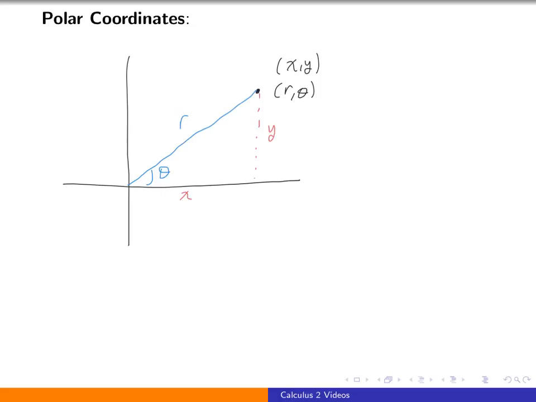And recall the relationships between Cartesian and polar. x is equal to r cosine theta, y is equal to r sine theta, just thinking in terms of some right triangle trig. Furthermore, by the Pythagorean identity, x squared plus y squared is equal to r squared. So let's put these three formulas to use.